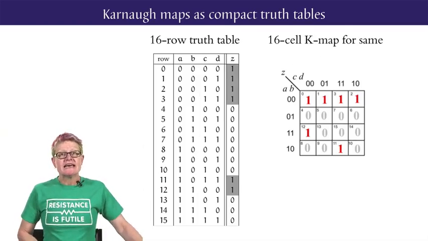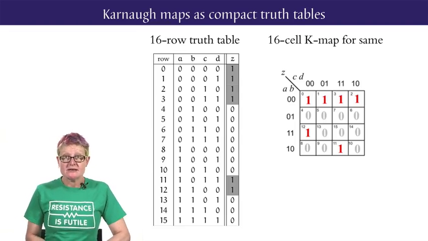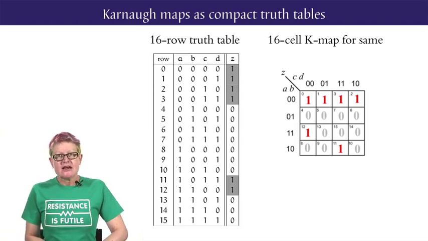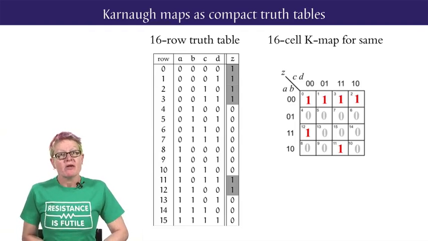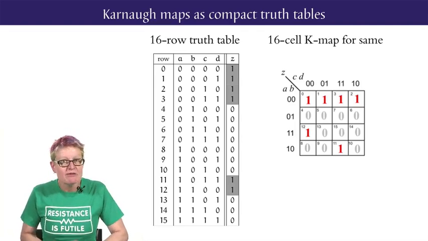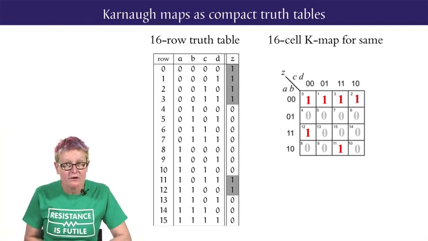Another example: take a 16-row truth table with 4 inputs A, B, C and D and 1 output Z. We take those 16 rows and rearrange them into a 16-cell 4x4 grid. Stay with me and keep ignoring the strange ordering for now. We'll come back to it.